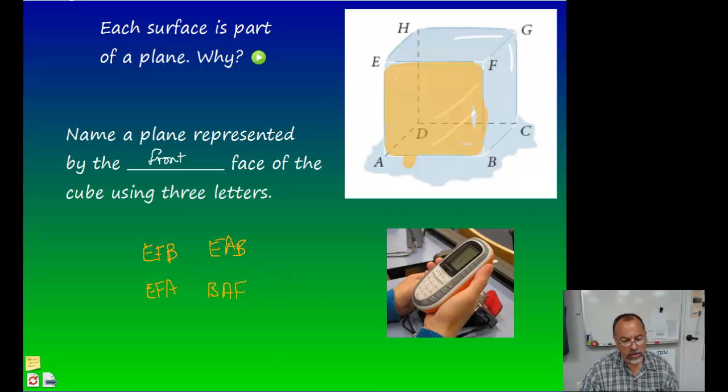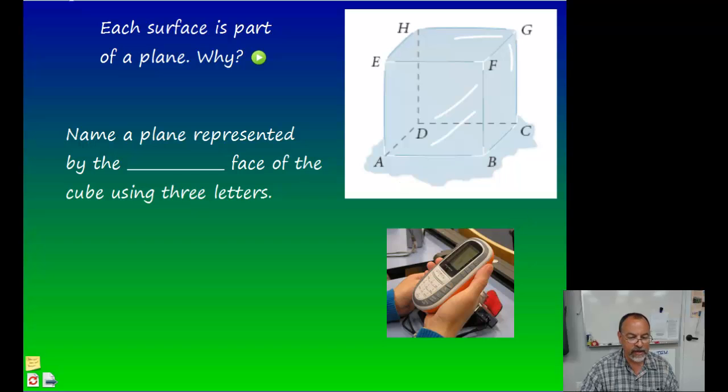Let me go ahead and write another example here, and then you can name it. I'll pause the video, or you can pause the video, and then I'll name it for you if you're having trouble seeing it. Name the plane represented by the right face of the cube. Just a hint, that would be over here on the right. How would you name that? Go ahead and do that.